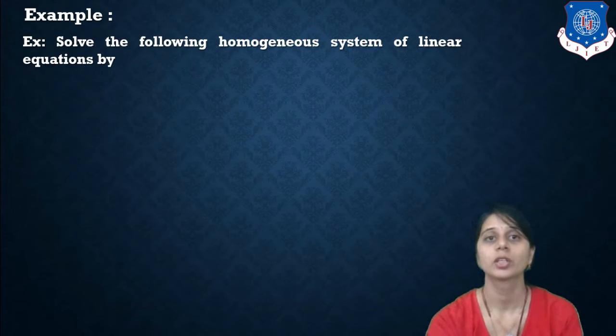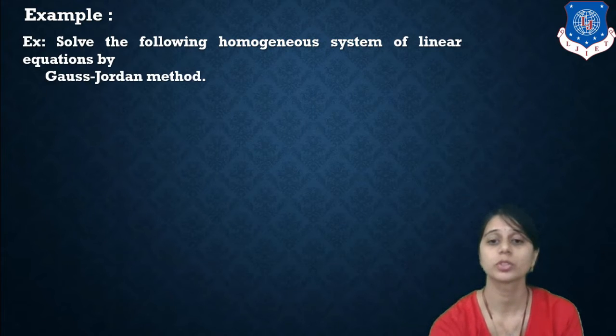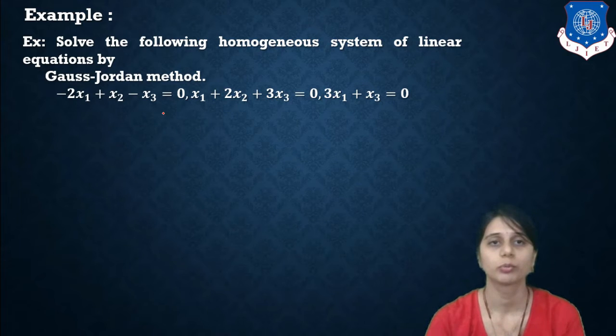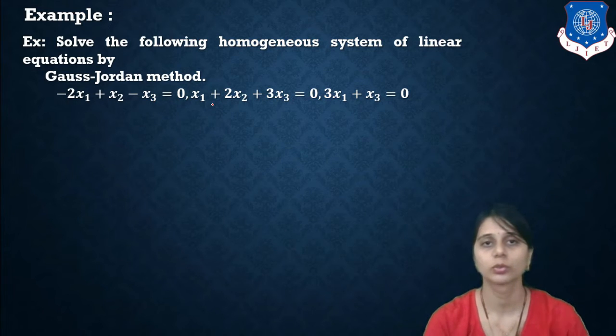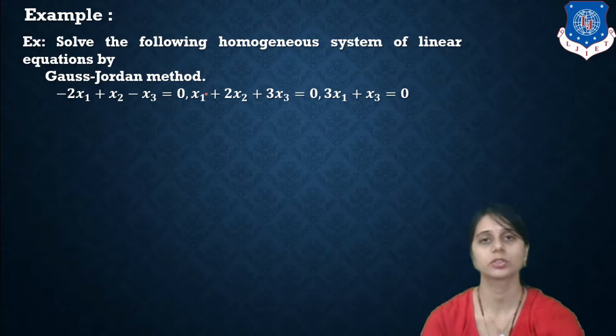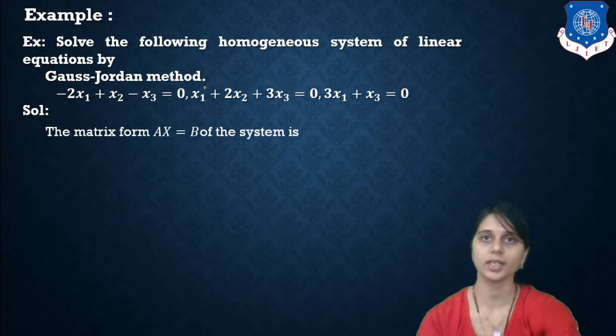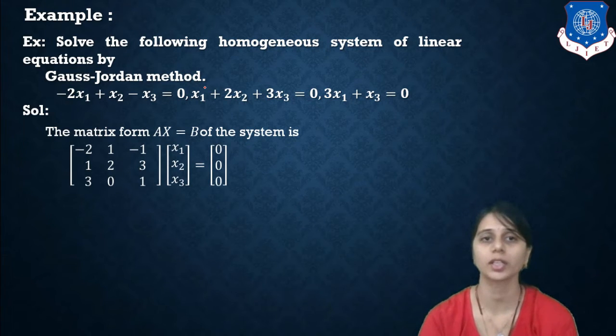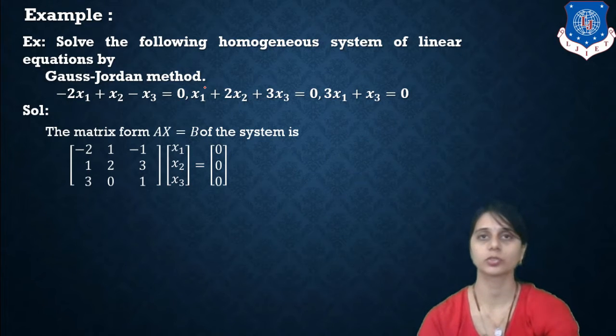Now, an example: solve the following homogeneous system of linear equations using the Gauss-Jordan method. The equations are minus 2x1 plus x2 minus x3 equal to 0, x1 plus 2x2 plus 3x3 equal to 0, and 3x1 plus x3 equal to 0. Solution: the matrix equation Ax equal to B of the system is the matrix minus 2, 1, minus 1, 1, 2, 3, 3, 0, 1 times x1, x2, x3 equal to 0, 0, 0. We are converting the equations into matrix form.